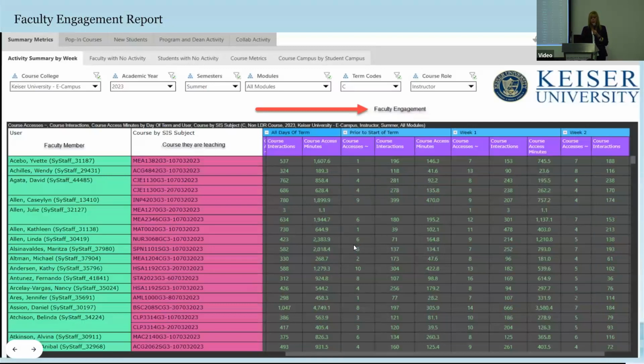Some of the things on here, you can see how the faculty are engaged weeks 1, 2, and so on. And then we look at, prior to the start of the term, the reason I added that is, did all my faculty go in and prepare their course before the students could log in? Because that's so important. Making sure their videos are in there, their biographical sketches, all those things. And there are other ways to run these reports. But again, you can see some of the other tabs up there.